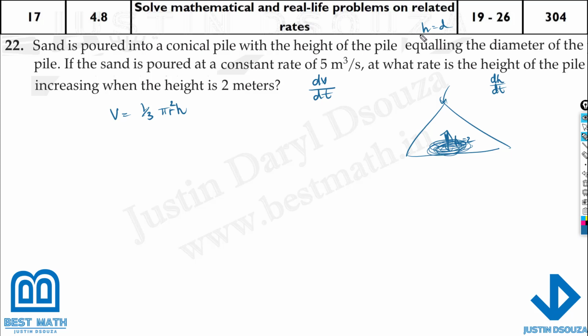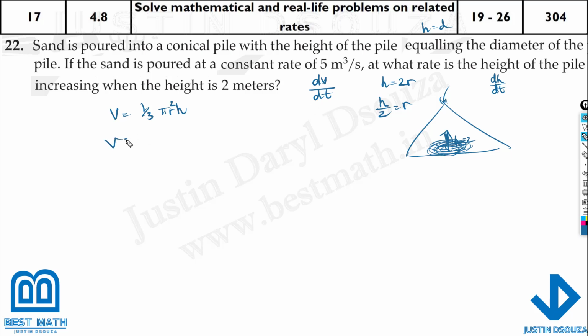Okay, so now here, do we have r and h? No, but we have a relationship of h is equal to d. That means h is equal to 2 times r. Why do we write this? Because diameter is 2 times radius, isn't it? Now let us write r in terms of h because we need h, not r. So I'll try to remove this r altogether. I'll take this 2 to the other side. It'll be h by 2 is equal to the radius. So the radius is half the height.